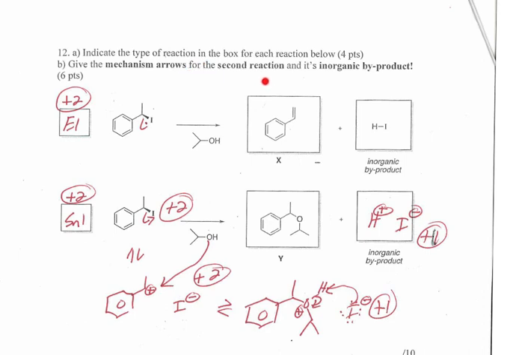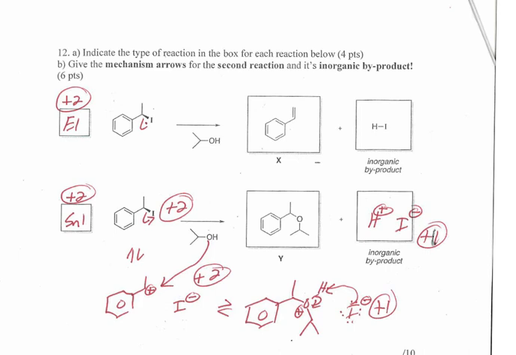Give the mechanism arrows for the second reaction, and its inorganic byproduct, right? So inorganic means without carbon. So HI or H plus I minus would work here. So this first one, how do you know what kind of reaction it is? Well, I look at the product, so I know it's an elimination. Then I look at the alkyl halide and it's secondary, so that doesn't help. And then I look at the reactivity of the base or nucleophile, and it doesn't look reactive. It doesn't have a minus charge, so I'm thinking E1.